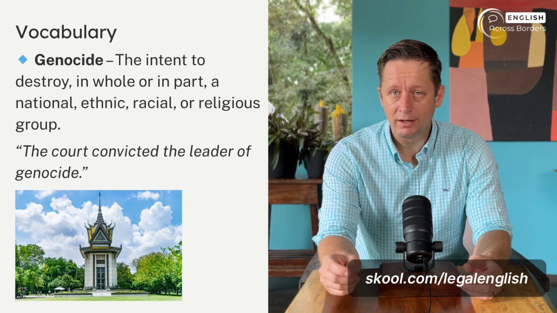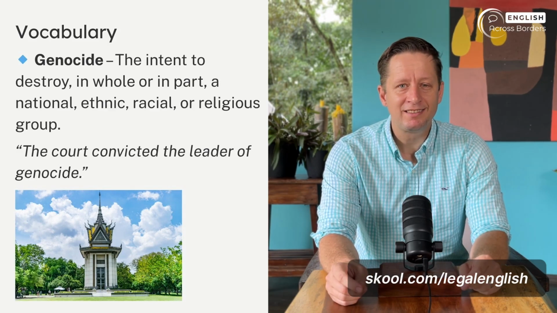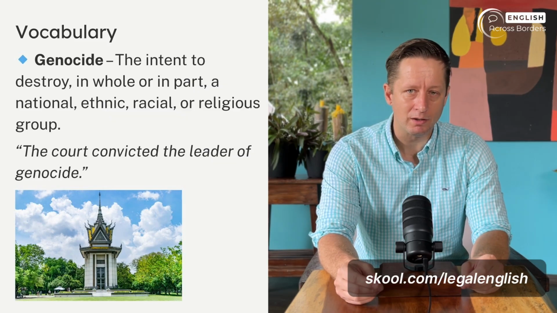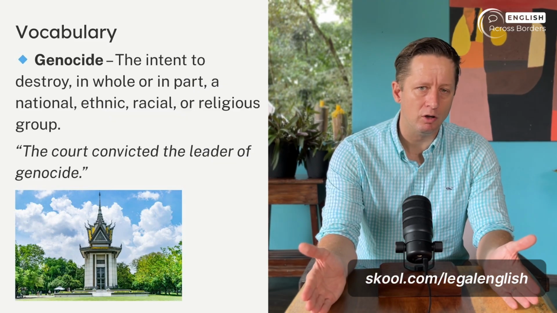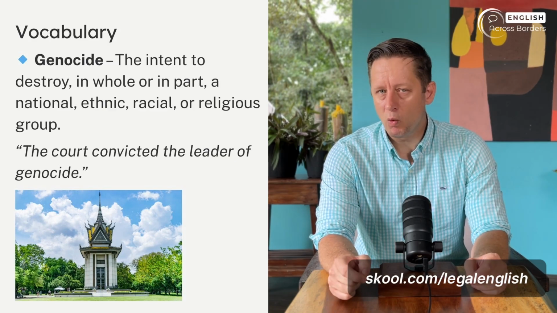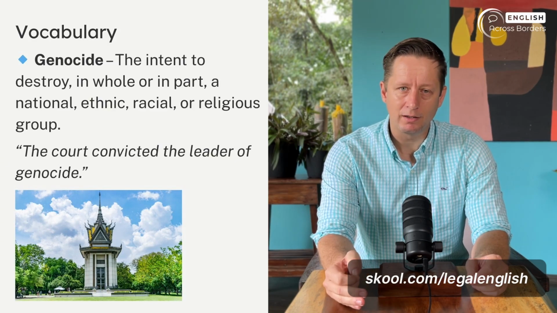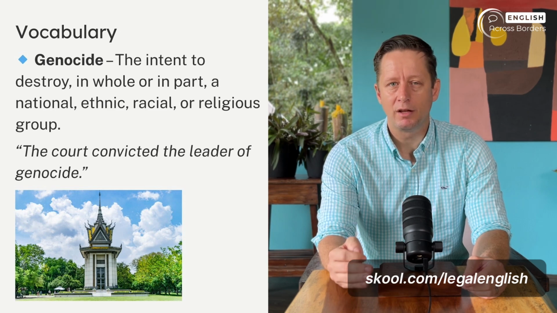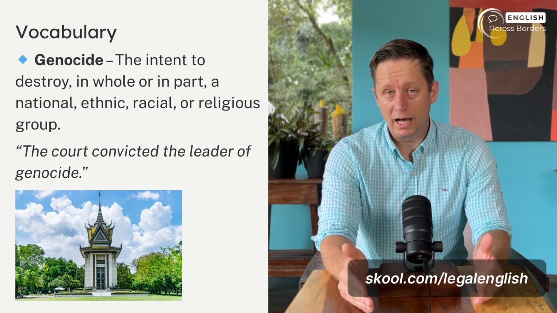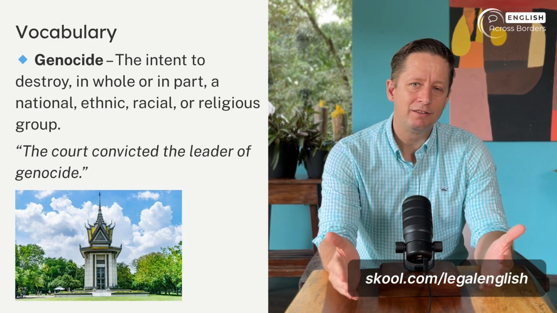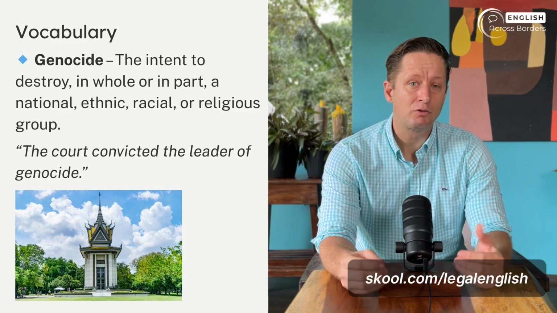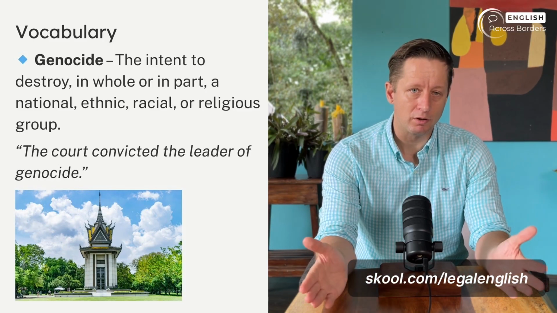Imagine a tribunal hears evidence that an army systematically attacked villages belonging to one ethnic minority, killing people and burning homes. A lawyer explains these acts were not only war crimes, they were genocide because they aimed to eliminate the group itself. Genocide has been prosecuted in international courts, such as the International Criminal Tribunal for Rwanda and the International Criminal Tribunal for the former Yugoslavia.